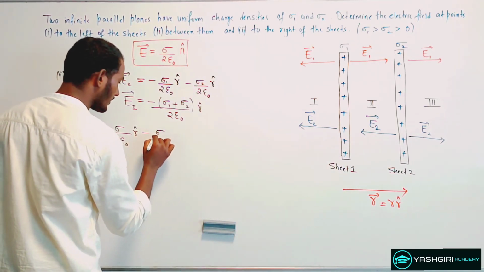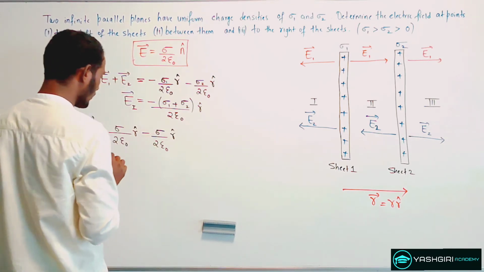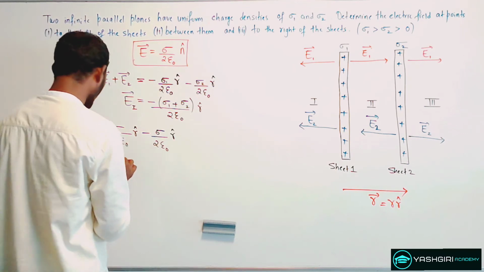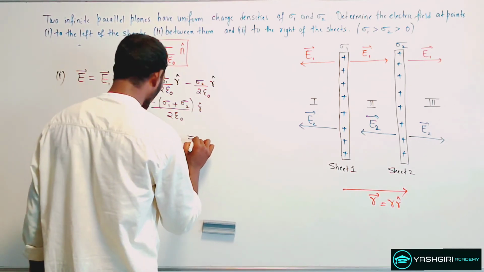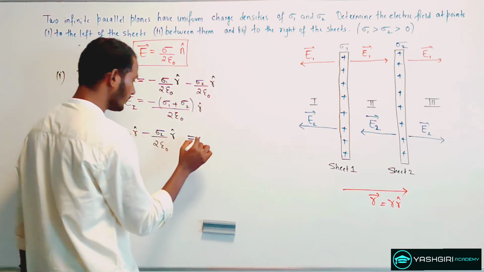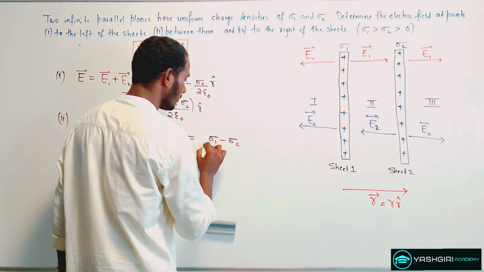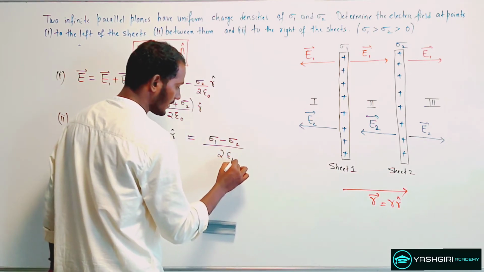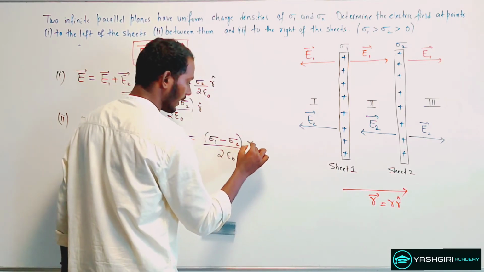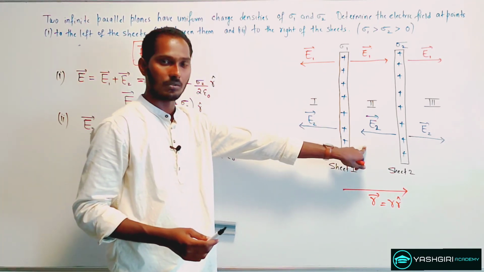So it will be minus sigma by 2 epsilon naught along the r cap, which I can show is equal to sigma 1 minus sigma 2 divided by twice the epsilon naught into the r cap. So that's the net electric field available in the middle section.